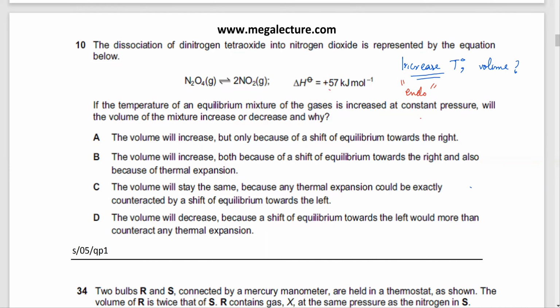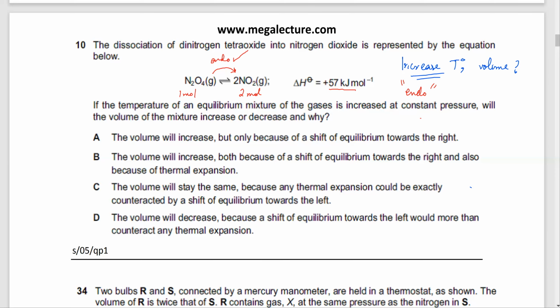And the enthalpy change is always given for the forward reaction. It's plus, so that means the forward is endothermic. And if you increase temperature, the endothermic is going to be favored. There's 1 mole of gas in the reactants, and in the products there are 2 moles of gas. So the reactant has 1 mole of gas, and the product has 2 moles of gas.